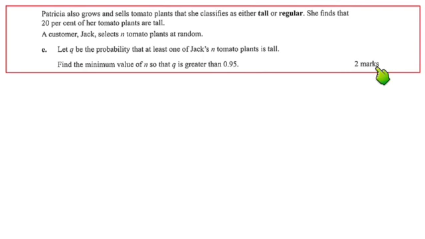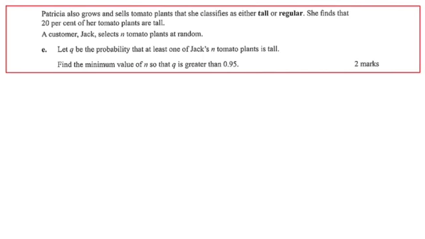This is a 2-mark question. And Patricia is also growing tomatoes. Okay, basil, coriander and tomatoes. And she classified these tomatoes as either tall or regular. She finds that 20% of her tomato plants are tall. This is a binomial, guys. A customer, Jack, selects n tomato plants at random and let Q be the probability that at least one of Jack's n tomato plants is tall. Find the minimum value of n so that Q is, what's Q again? The probability that at least one of them is tall, that Q is greater than 0.95.